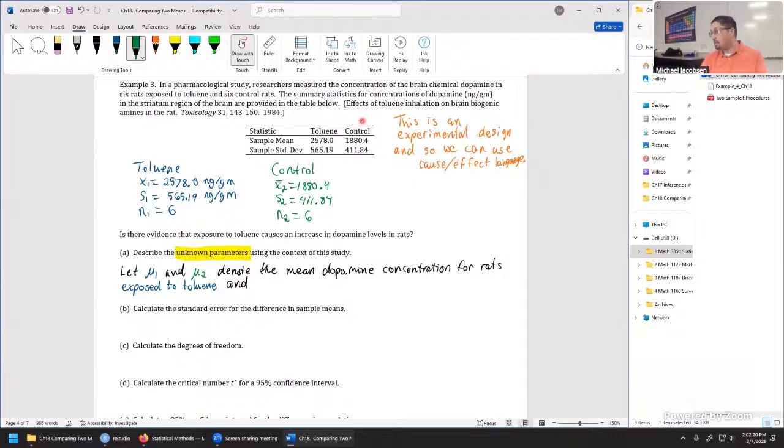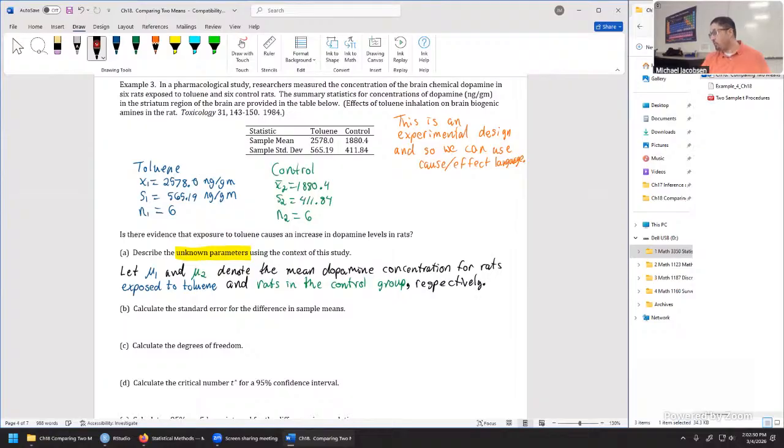We'll say here, and rats in the control group, which means rats being very well taken care of. They'll have a nice cage, water, food, and definitely no toluene leaking into that cage. We need one more word. I'll put here, respectively.